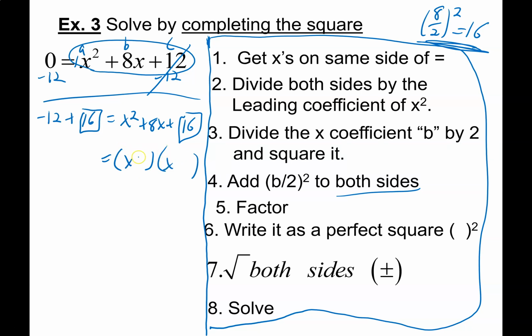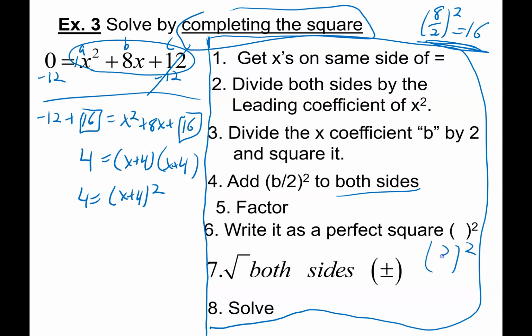Factors of 16 that add up to 8 are positive 4 and positive 4. And negative 12 plus 16 is 4. And you go on to step 6, which is writing it as a perfect square, meaning if I have x plus 4 times x plus 4, that is the same as saying x plus 4 squared. So what in effect did I do? I completed a square. I made something squared.